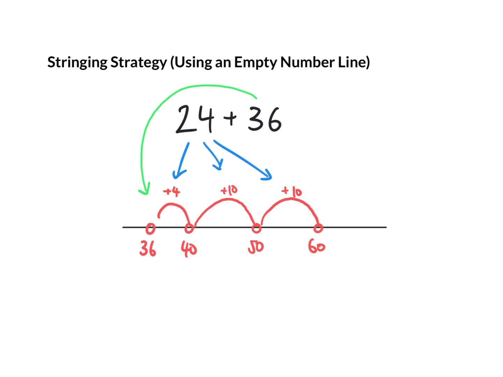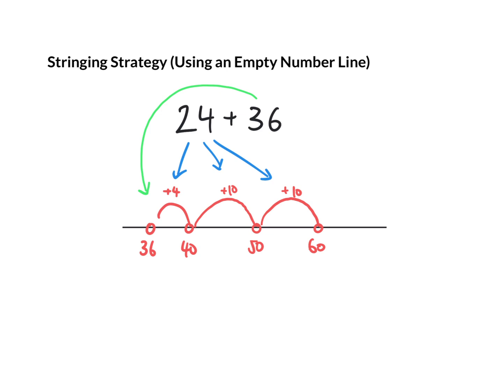And this is how. The first thing I like to do is start off by placing the largest number down, because it's easier to add a smaller number to a larger number than it is to add a larger number to a smaller number. So I start at 36 and I want to add 24. So I know that 24 is made up of 4, 10 and 10. And I'll explain why I've broken 24 up into 4, 10 and 10 in a second.